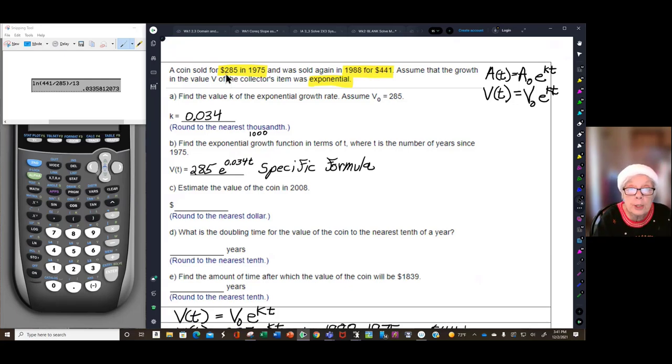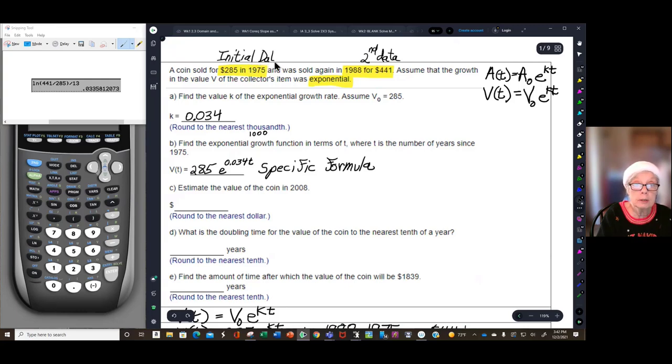We found K by working with our initial data and then the next data we were given. That was the purpose of giving this second set of data. Initial data, very important. That also tells you what year all the other times are going to be based upon.